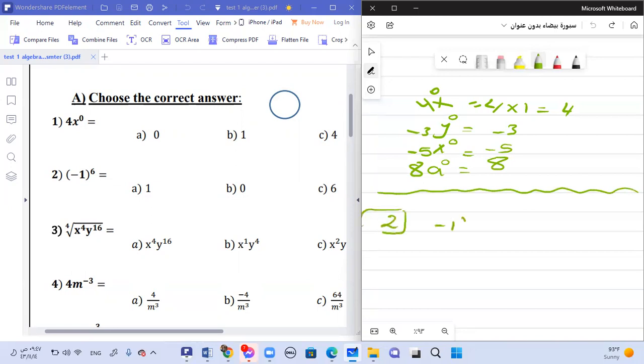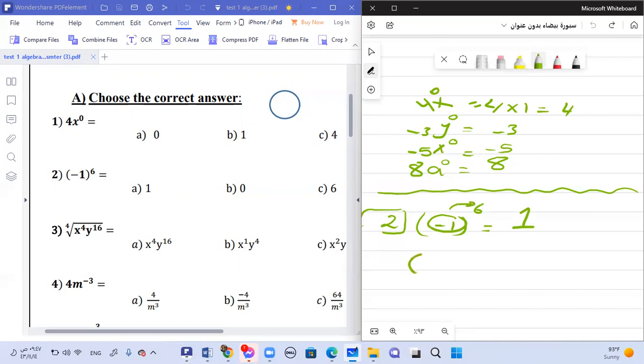negative 1 power of 6. I will give you any number on the exam, inshallah. You can use the calculator to find it when there is no variable. So we should write it, open the bracket, negative 1 power of 6. The answer will be 1. Without a calculator, any negative number with an even power gives an answer of 1, without the negative.